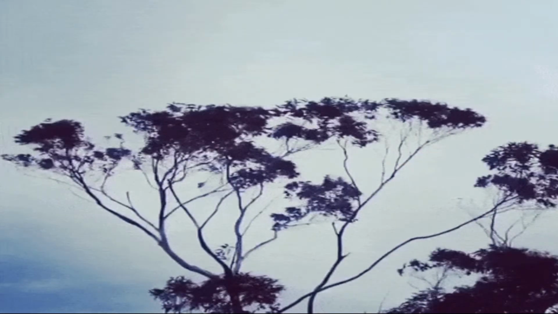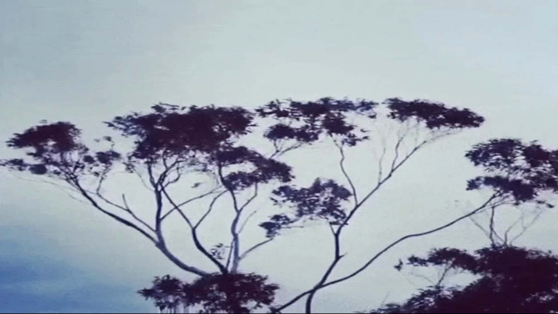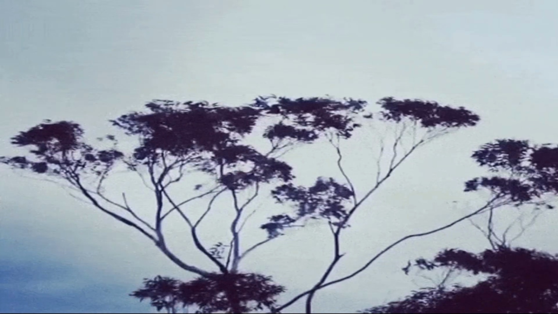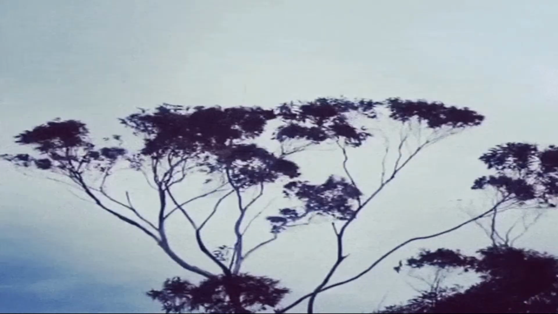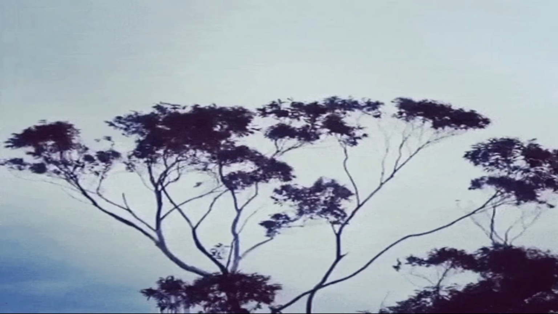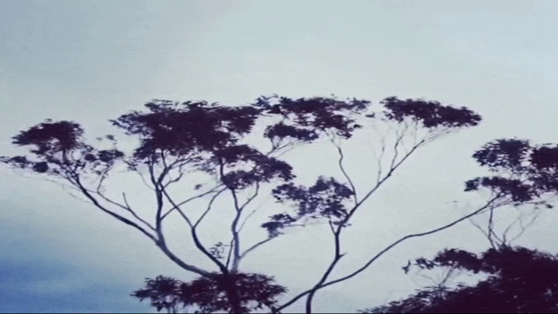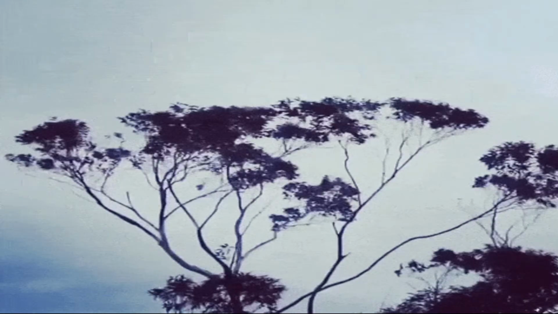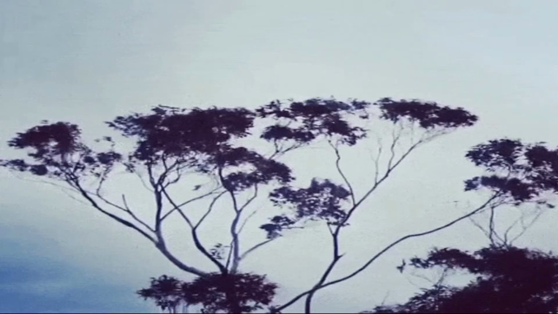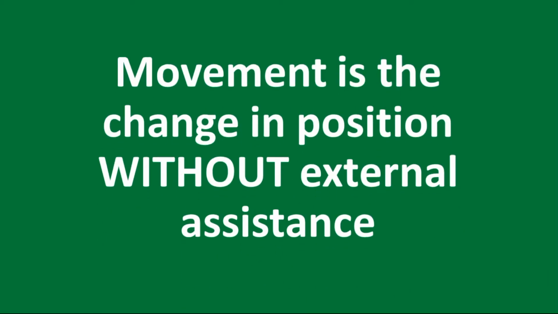Look at those trees. Would you say that these trees are moving? If your answer is yes, I am sorry to say that that is incorrect. Yes, the trees are swaying in the wind, but the trees are not moving. This is because movement is defined as the change in position without external assistance. The change in position seen in the trees is brought about by the wind and not the actual tree.